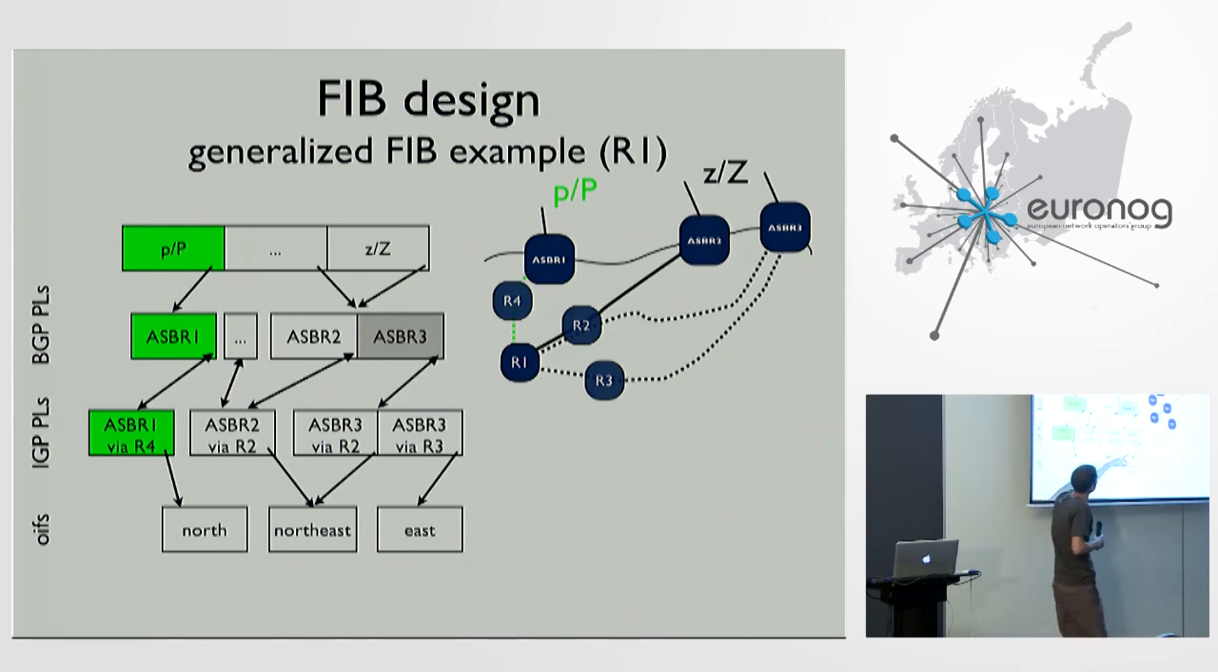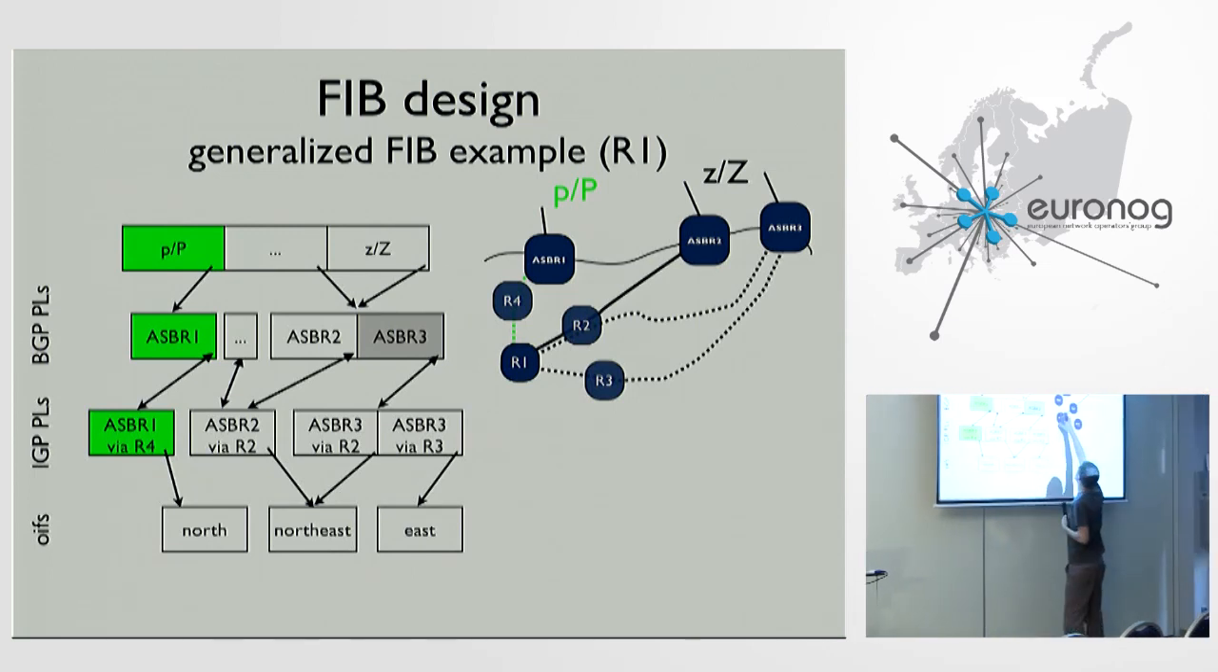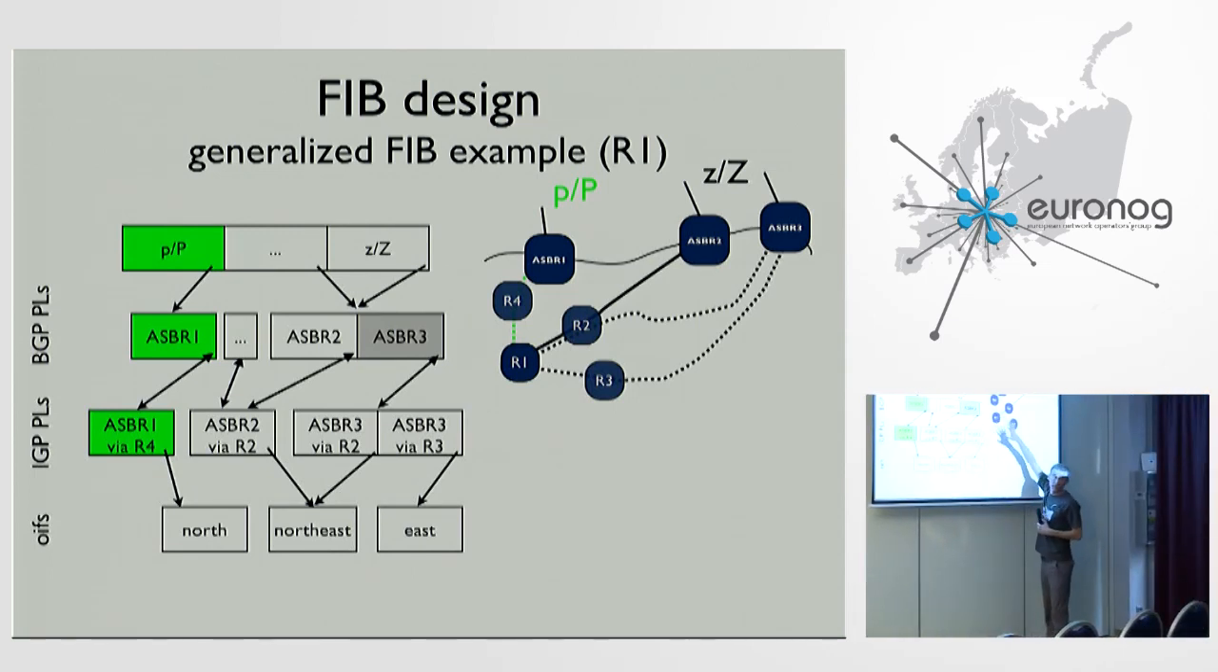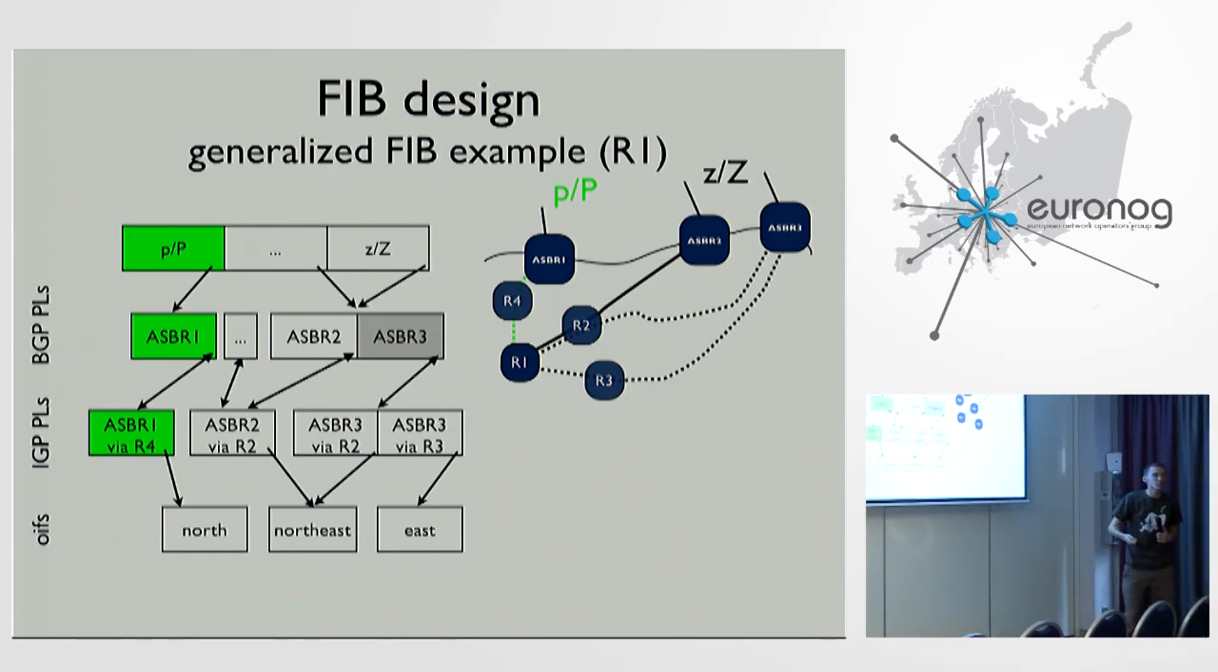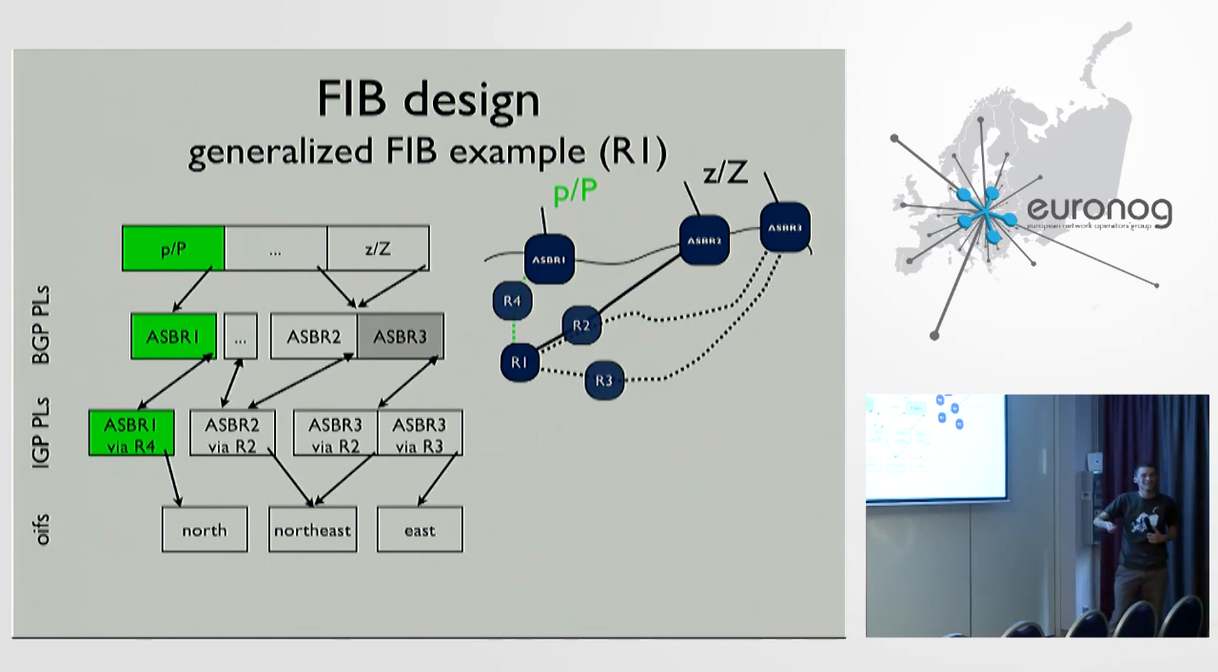We have the same thing for prefix Z, but we receive the prefix on both ASBRs over there. The router picked, for whatever reason, ASBR2 as a primary next hop, right? It reruns its BGP decision process in order to figure out what would be its preferred next hop upon the loss of the primary one. It figures out that ASBR3 is its preferred next hop upon the loss of the primary one, and installs it in the backup next hop list.